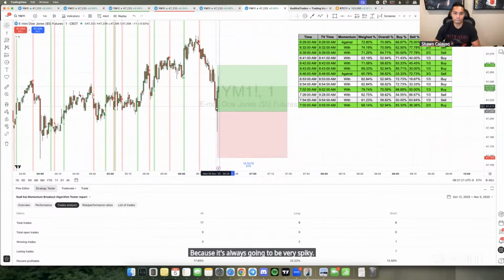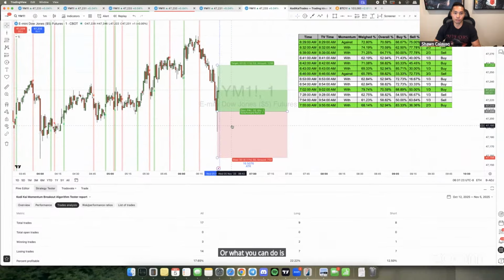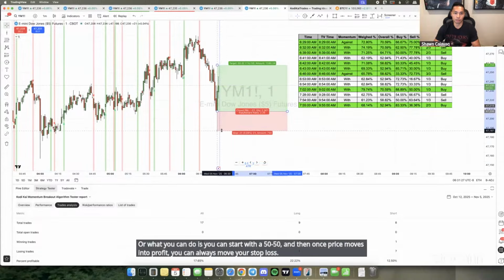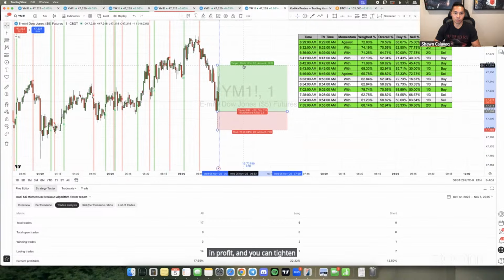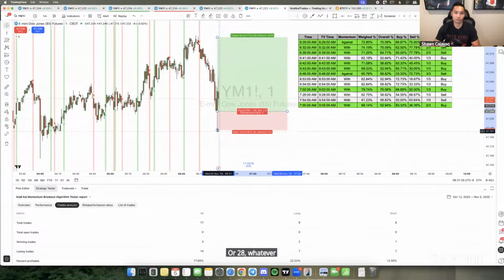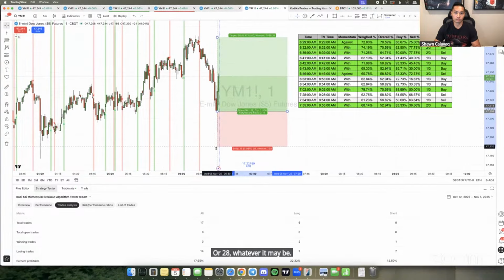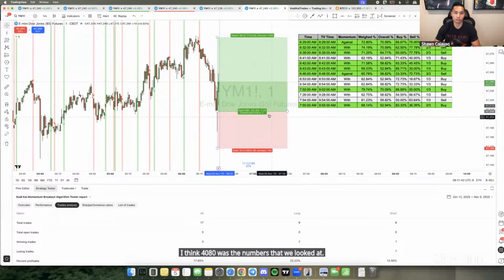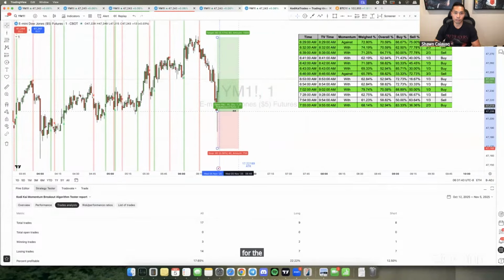But for the open, I would probably use a 1-to-1 for a 50-50 because it's always going to be very spiky, right? Or what you can do is you can start with the 50-50, and then once price moves into profit, you can always move your stop loss in profit and you can tighten your stop loss closer to more of a 20 or 40-80, right? Or 20-80, whatever it may be. I think 40-80 was the numbers that we looked at for the opening breakout. So it's currently still running right now.